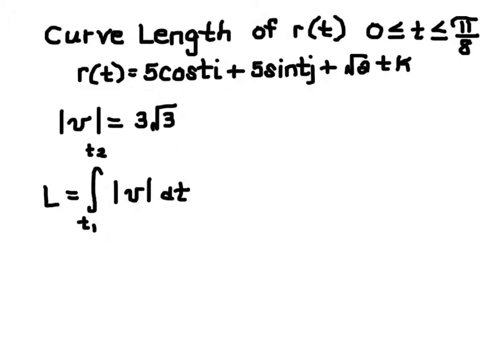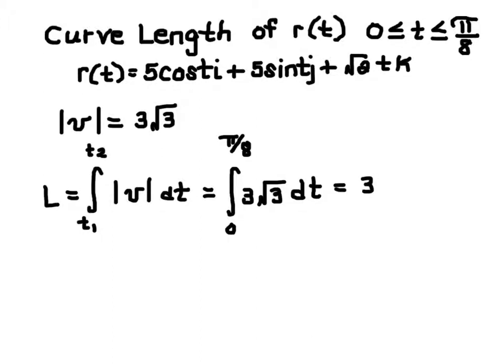And that is going to be the integral from 0 to pi over 8, and the magnitude of our velocity vector is 3 radical 3 dt. And we pull out the constant 3 radical 3, and the antiderivative of dt is t, and we evaluate that from 0 to pi over 8.